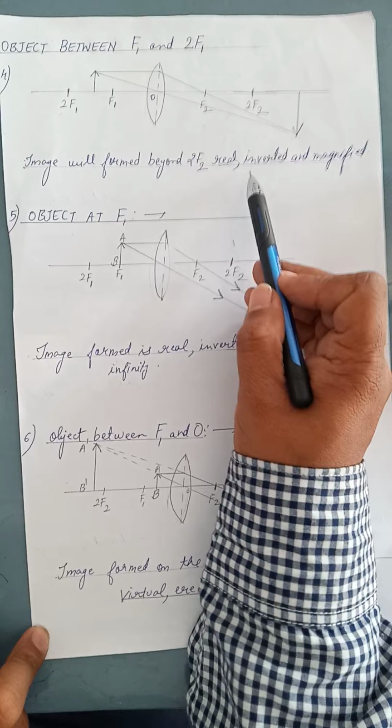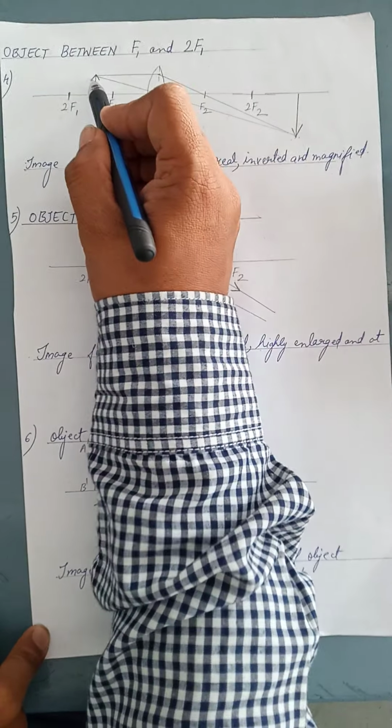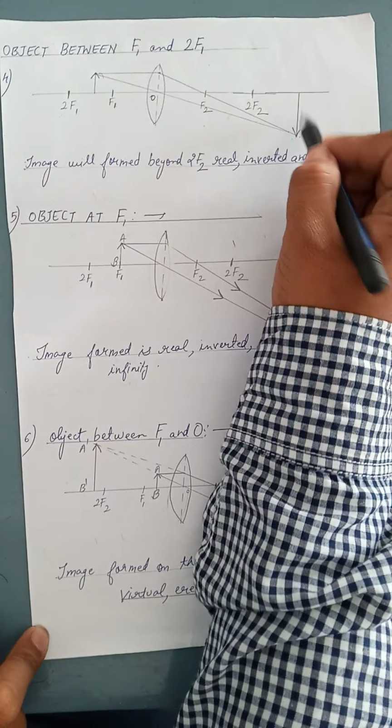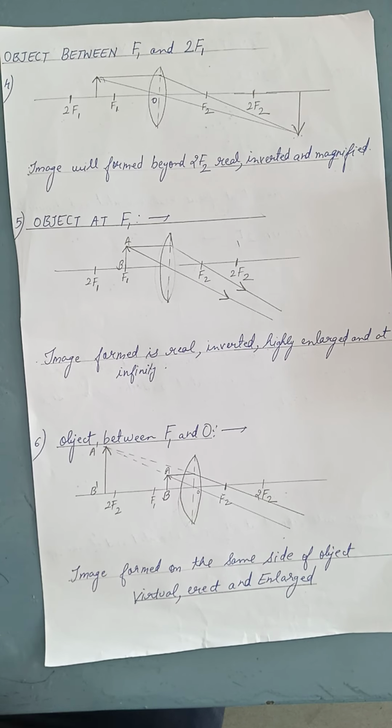And what will be the nature? It will be real, inverted and magnified. You can see here the size of the object is smaller, and the size of the image is greater. So you are getting a magnified image.